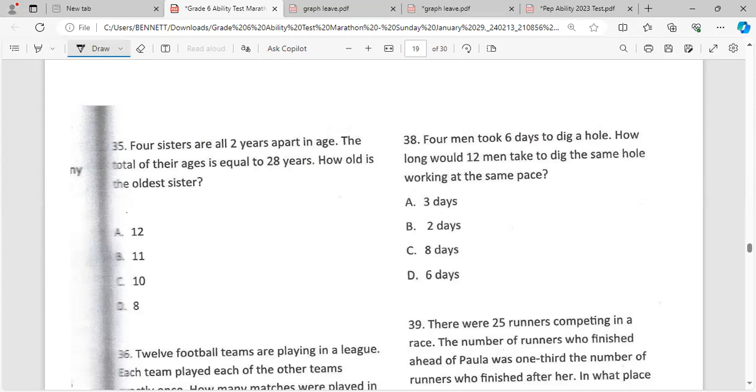What do you say, sir? You say it's 10. Prove it. Okay, sir. It says that all the sisters are 2 years apart.